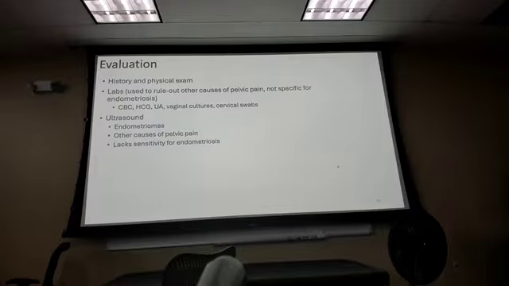And it also helps us determine, is there something else that's causing this pelvic pain? Do they have an ovarian cyst? Do they have something else that's growing? What else is causing their pelvic pain? It's not specific though for endometriosis. So if we do not see an endometrioma, it does not mean this patient doesn't have endometriosis, right? They can still have endometriosis, but we're not going to see just endometriosis on the ultrasound.